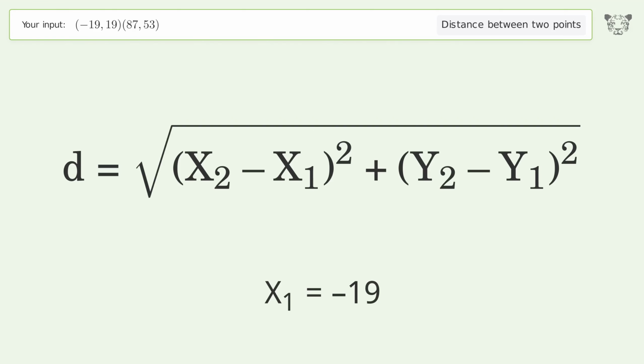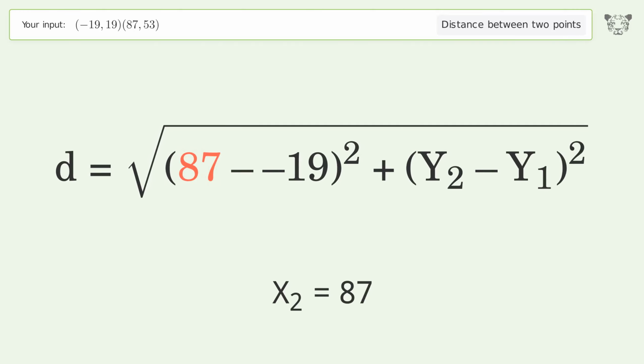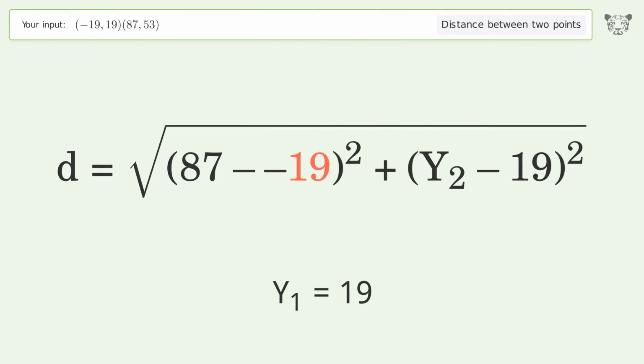x1 equals -19. x2 equals 87. y1 equals 19. y2 equals 53.